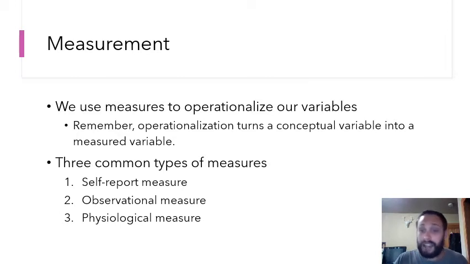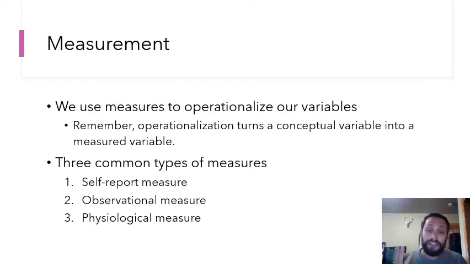So things like anxiety, depression, self-efficacy, all these other variables that we can't directly measure, we use these measures to actually get at them, right? So it's not like a ruler. We're asking questions or observing phenomena in a different way.